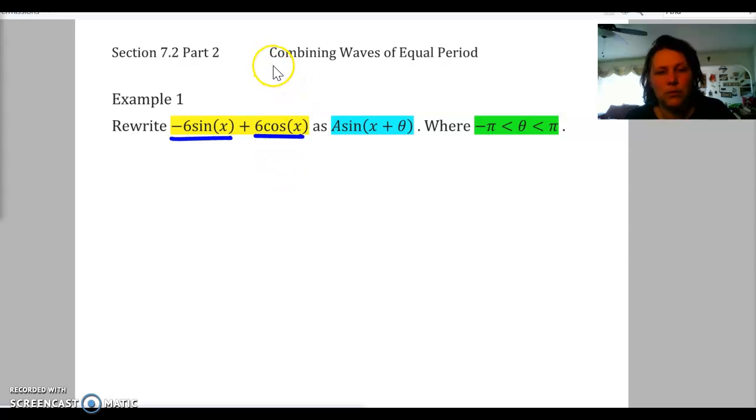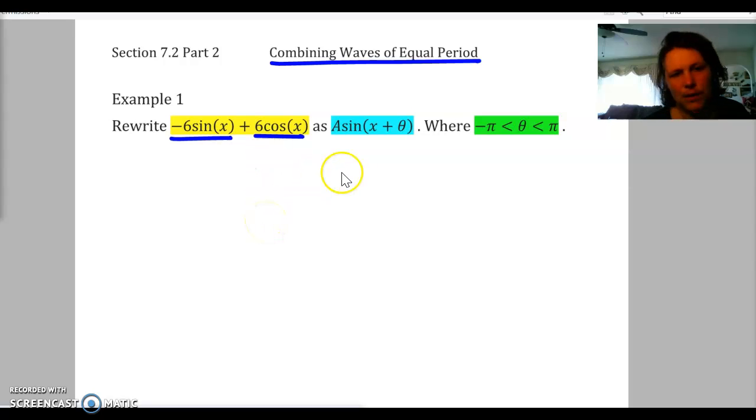So for this lesson, we are combining waves of equal period. So you'll notice that what's in parentheses is the same for both of them, and that what's out in front is different. Okay, so our amplitude is different. One is a sine function, one is a cosine function. So these are both different trig functions that we're adding together. And we can use this new addition property that we've learned to figure out how to condense this into a smaller function. All right, so let's go ahead and get started.